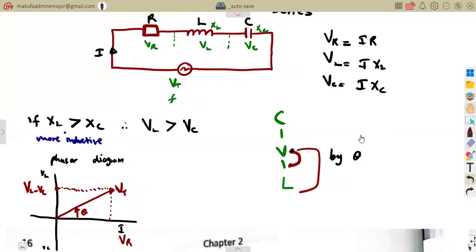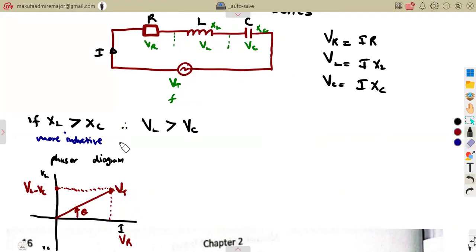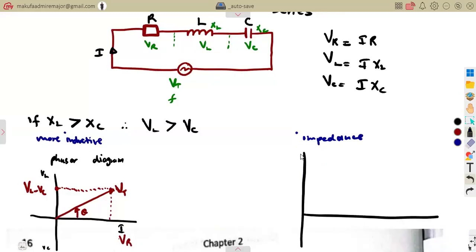What more are you considering? In the same sense, by being more inductive as it is, in terms of the impedance diagram that you're going to have at the end, we are going to have the difference this time. Remember, it's more inductive, so the inductance is on top.